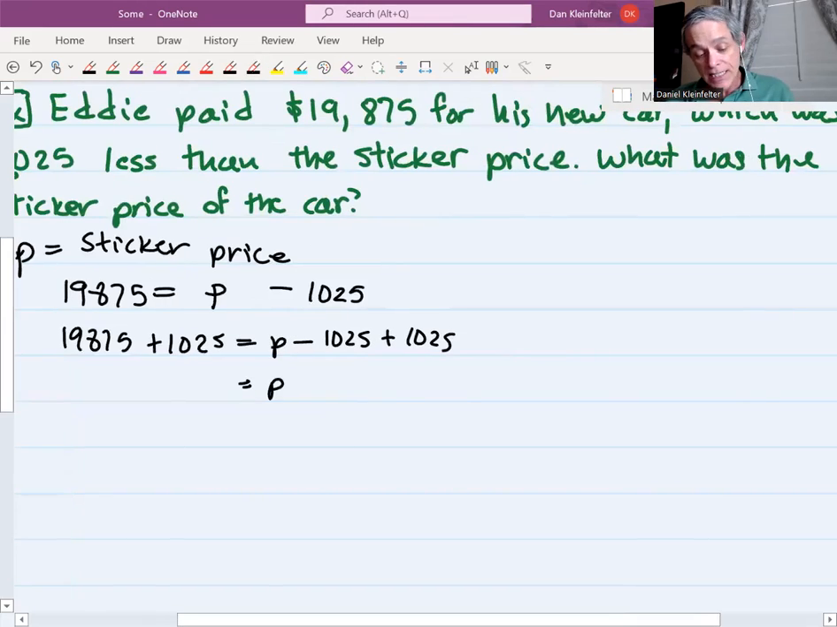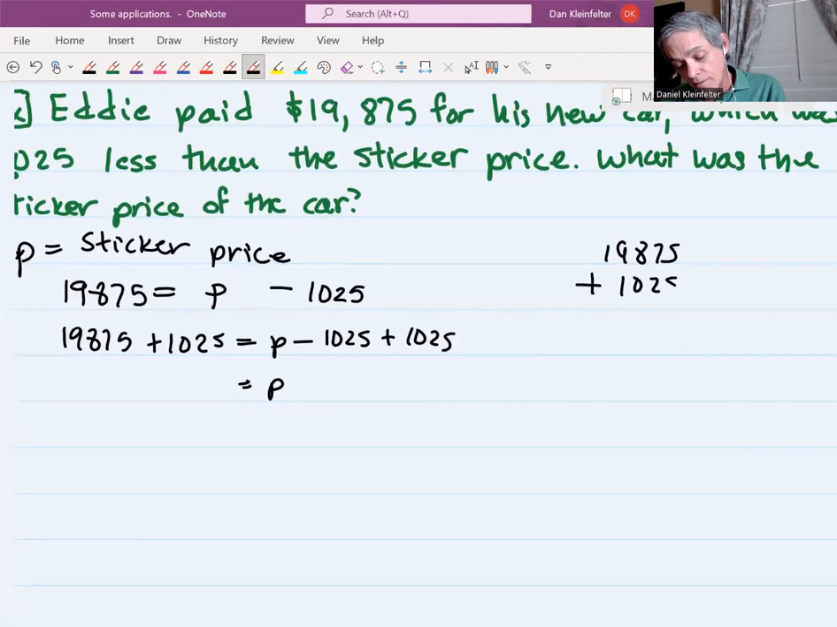And then we need 19,875 plus 1,025. Okay, so it looks like 20,900. Okay, pretty sure. Let me check. That's 20,900. Okay, so the sticker price was 20,900.